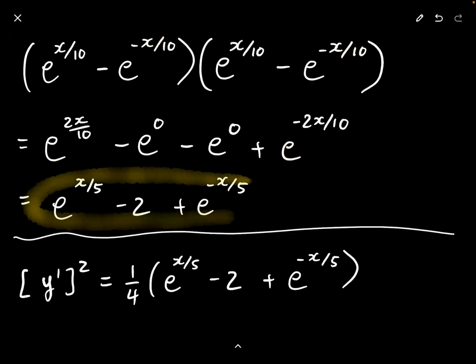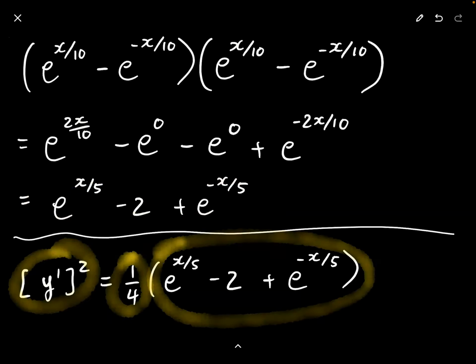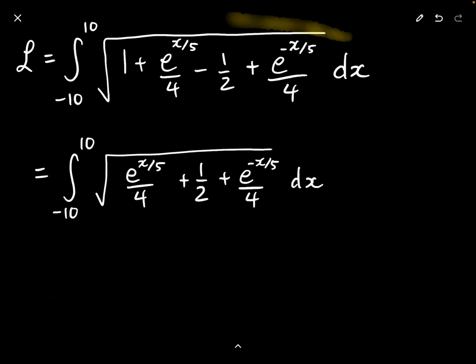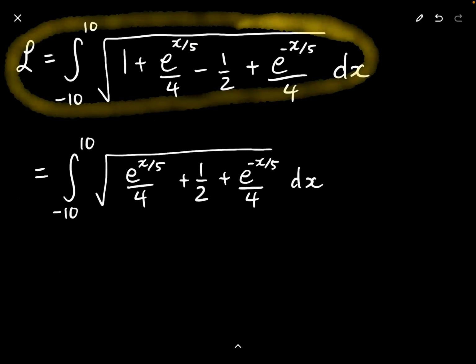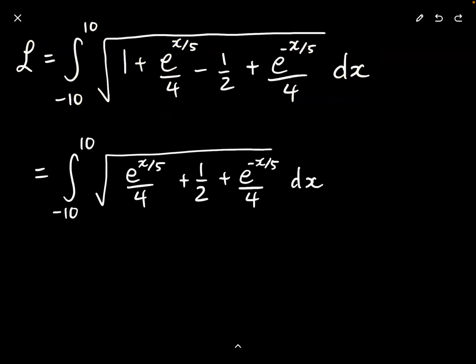So when we add up the like terms, we have e to the x over 5 minus 2 plus e to the minus x over 5. Y prime squared is 1/4 times e to the x over 5 minus 2 plus e to the minus x over 5. Next, we will plug it into the arc length formula. So we have the integral from minus 10 to 10 of the square root of 1 plus y prime squared. So we can add the constant 1 minus 1/2. That will give us 1/2 in the middle.